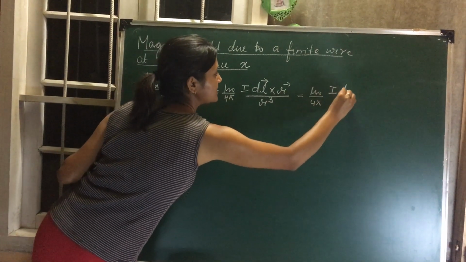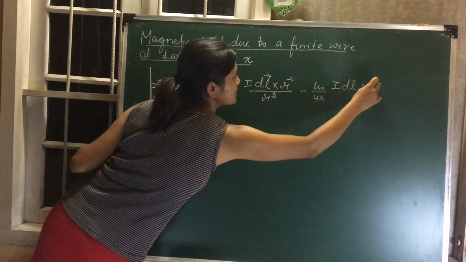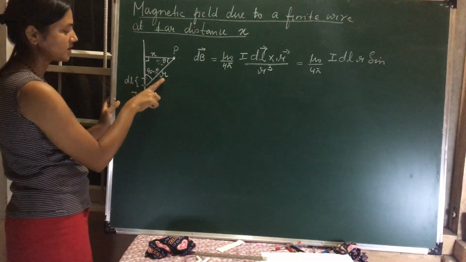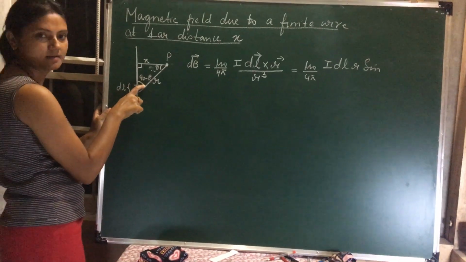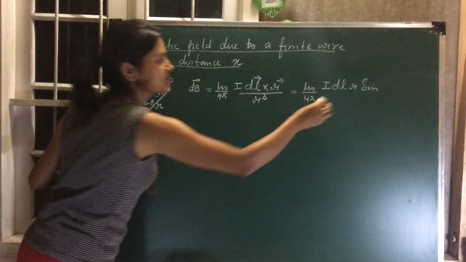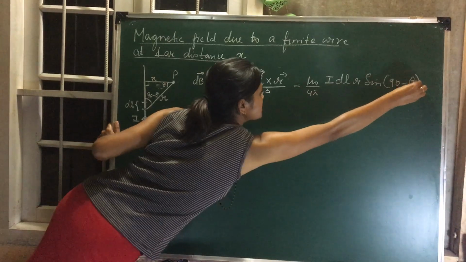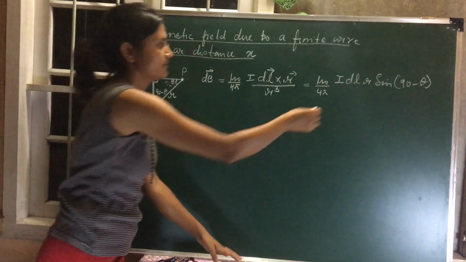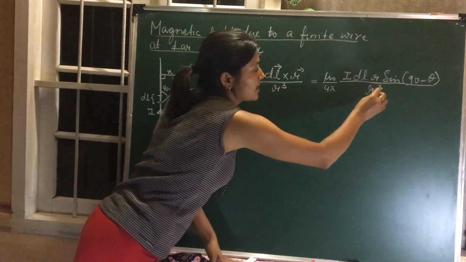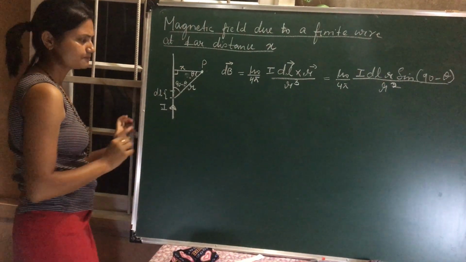I dl r sine of what? What is the angle between dl and r? Isn't it 90 minus theta? Not this theta, right? Then this will be what? Sorry, this is 90 minus theta. Excuse me, it's difficult for me to write. Then divided by what? This is r cube, right? R cube and r, it will become r square, right?